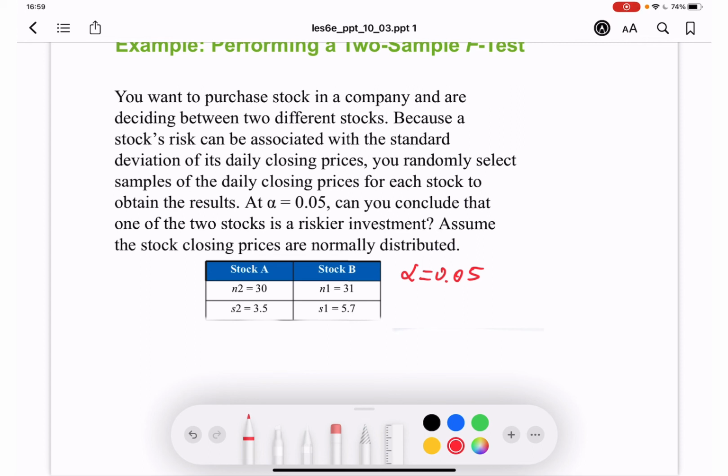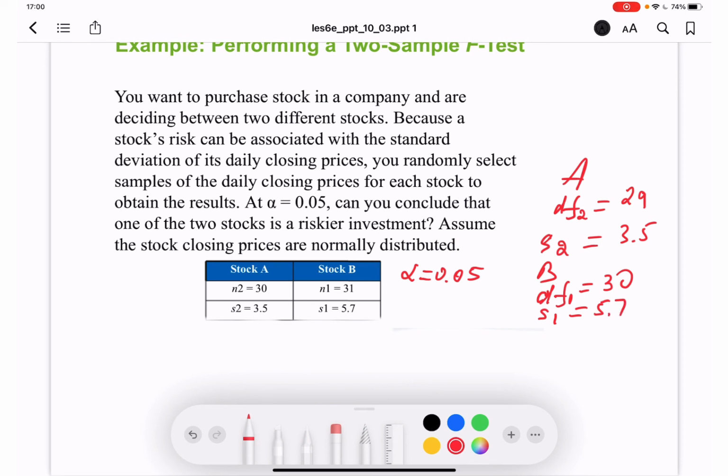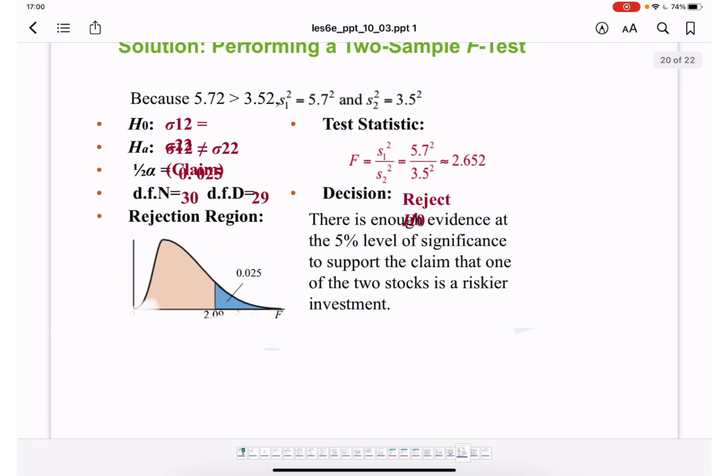N2 is 30, so for stock A we have N2 is 30, which means the degree of freedom is 29, and S2 is 3.5. And for stock B, we have N1, which is going to be 30, so the degree of freedom is 29, and S1 is 5.7. Okay, so let's solve it.